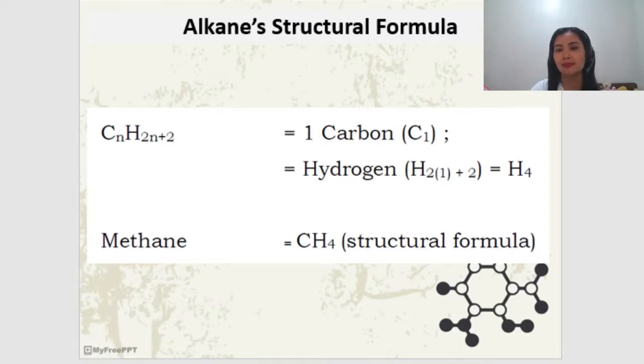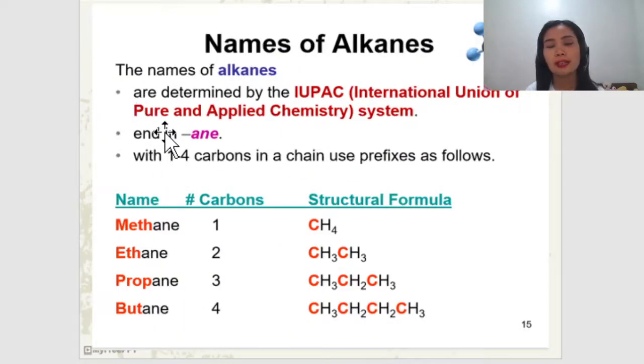Next, how about the names? The names of alkanes are determined by the IUPAC, the International Union of Pure and Applied Chemistry system. They end in what? A-N-E. So fix the last part: in English, that is A and E, the suffix of alkane. With 1 to 4 carbons in the chain, use prefixes as follows. The prefixes in red are meth, eth, prop, and but. Of course, you cannot memorize them right away, but yes, you have to memorize. But I have a tip. It is simple, I will give you a mnemonic.